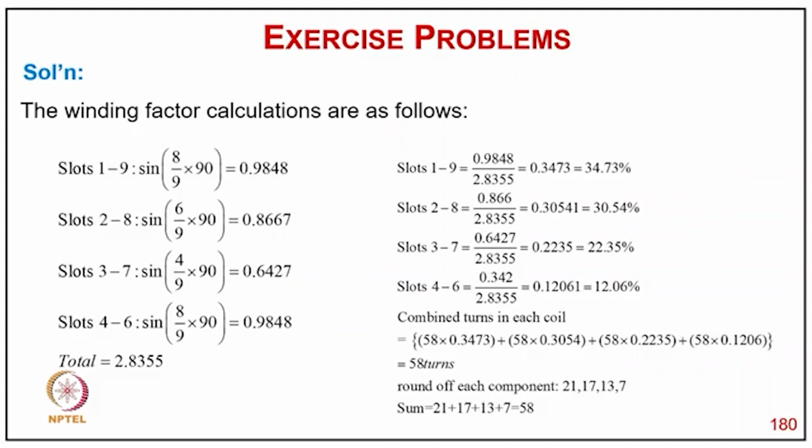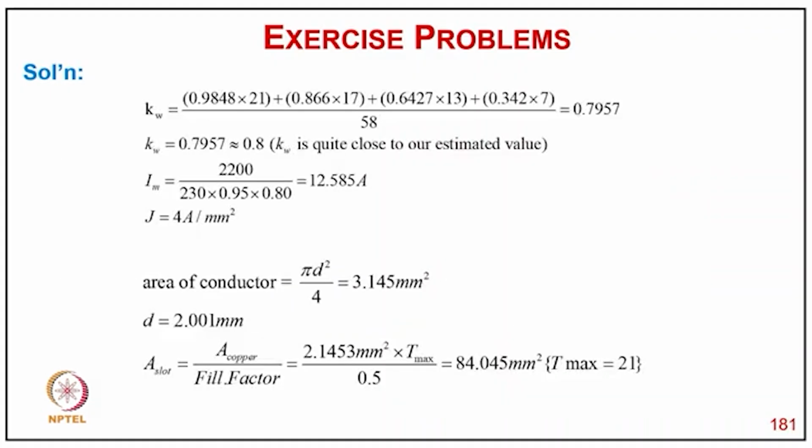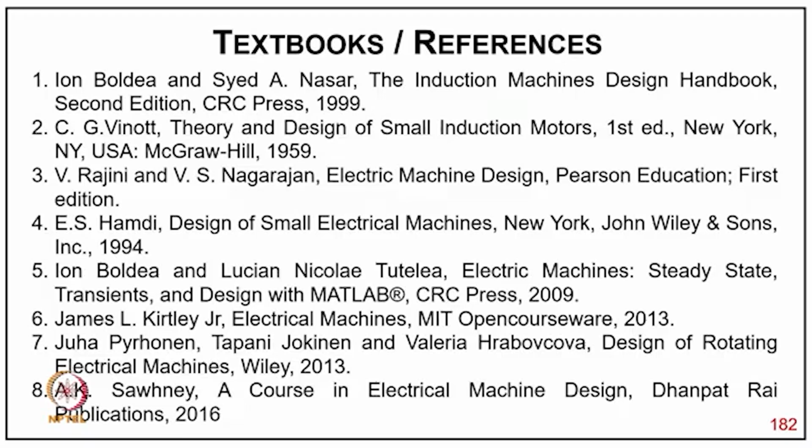So combined for each, it comes to 58 turns, and the turns of each come to 21, 17, 13, 7. The sum comes to 58. So here the winding factor with this winding number of turns is calculated as 0.7957, and this is around 0.8, which matches the estimated value. So the magnetizing current and main winding current come from the calculation. The main current comes to 12.58, and taking current density 4 ampere per millimeter square, the area of conductor, pi d square by 4, is 3.145 millimeter square, where d comes to 2.001 millimeter, and the slot area, copper area divided by fill factor, putting in the values, comes to 84.045 millimeter square.